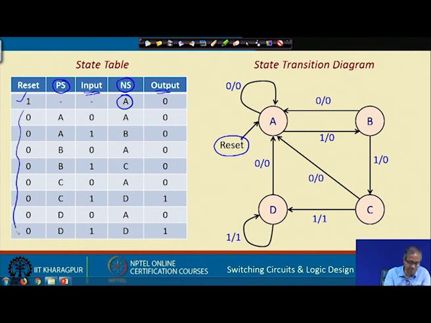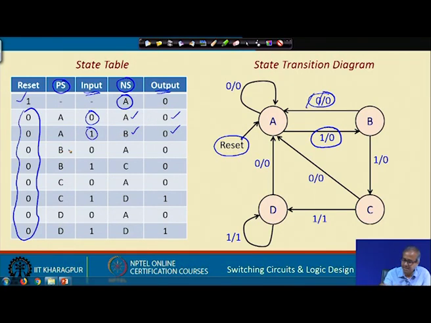So, when the reset is 0, which is the normal mode of operation, the inputs are coming one by one. Now, you see this table. When you are in A and the input is 0, according to this diagram you remain in A with output 0, 0 slash 0. Well, if you are in A, but the input is 1, that means you are taking this path. So, the input is 1 and the output is 0 and you go to state B, with output 0.